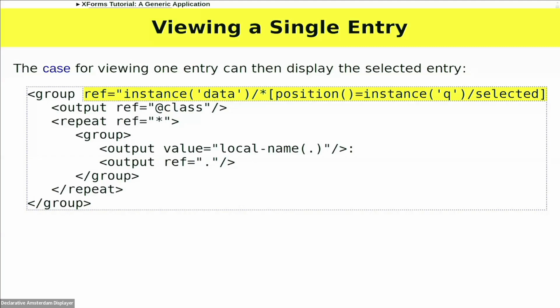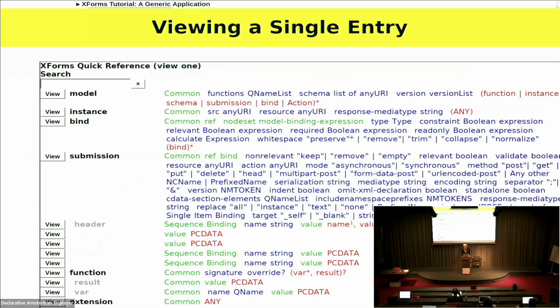In the case for that, we're now just going to look at that one element. So we've got our instance data and any element that's got the position of the selected value. And then we're going to output the class, and then for each element under that, we're going to output its local name and its value. So this is what that looks like.